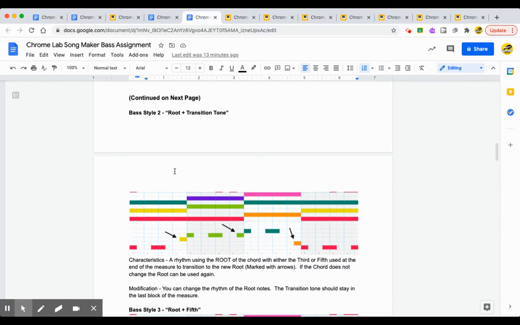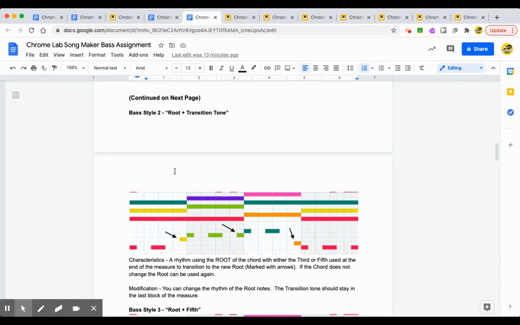Now, let's take a look at the next style that I want to share with you, called root plus transition tone. And I identify the transition tone with an arrow in each measure. Now, the definition or the characteristics here is we're using the root of the chord. Notice I changed the rhythm a little bit from bass style number 1. And I add a different note at the very end of the measure. Again, the transition tone is labeled with an arrow.